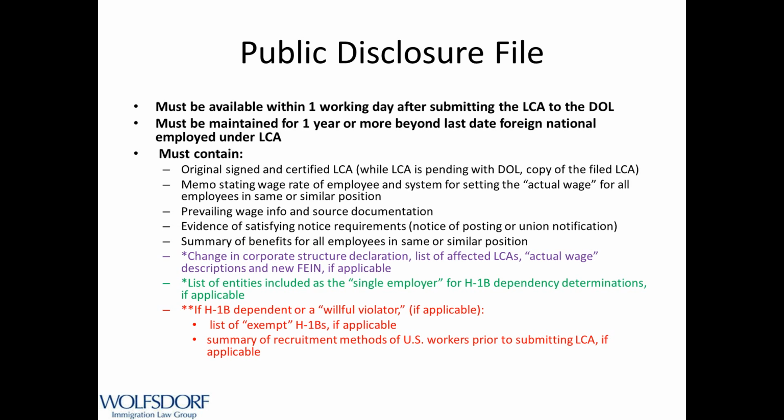But just to quickly review an overview, and then I'll get into some more of the specifics with some examples of things that you can do for your public disclosure file. The original signed and certified LCA. So after the attorney sends you the certified LCA or you receive it from the Department of Labor, you print 2 copies and sign 2 original copies. One goes to the employee on or before the day they start working, and the other goes straight into the public disclosure file. You'll need a memo stating how the wage rate for the employee and the system for setting the actual wage for all employees in that same or similar position was arrived upon.